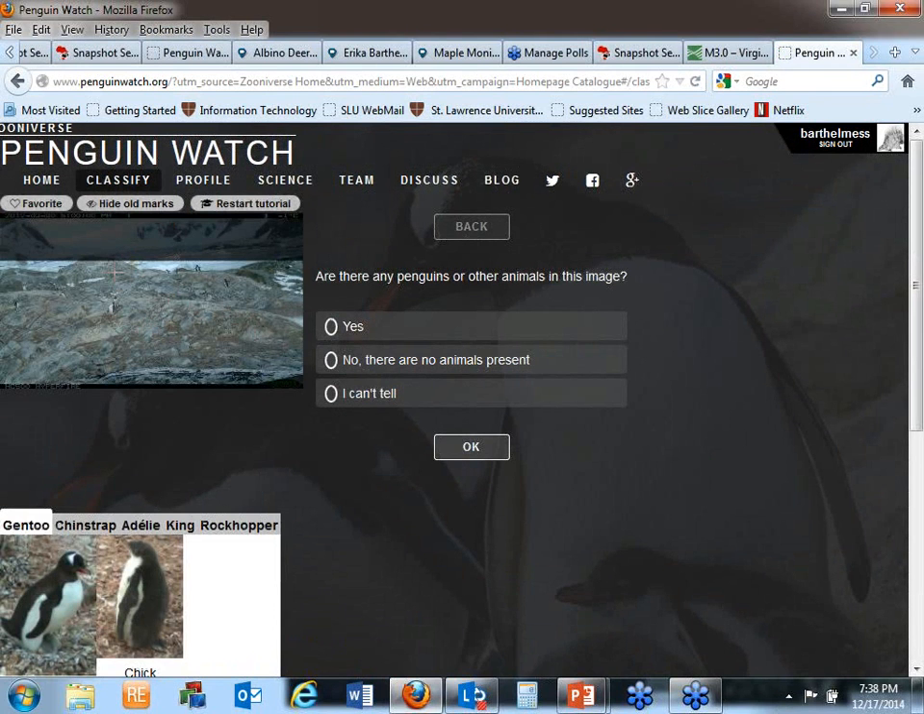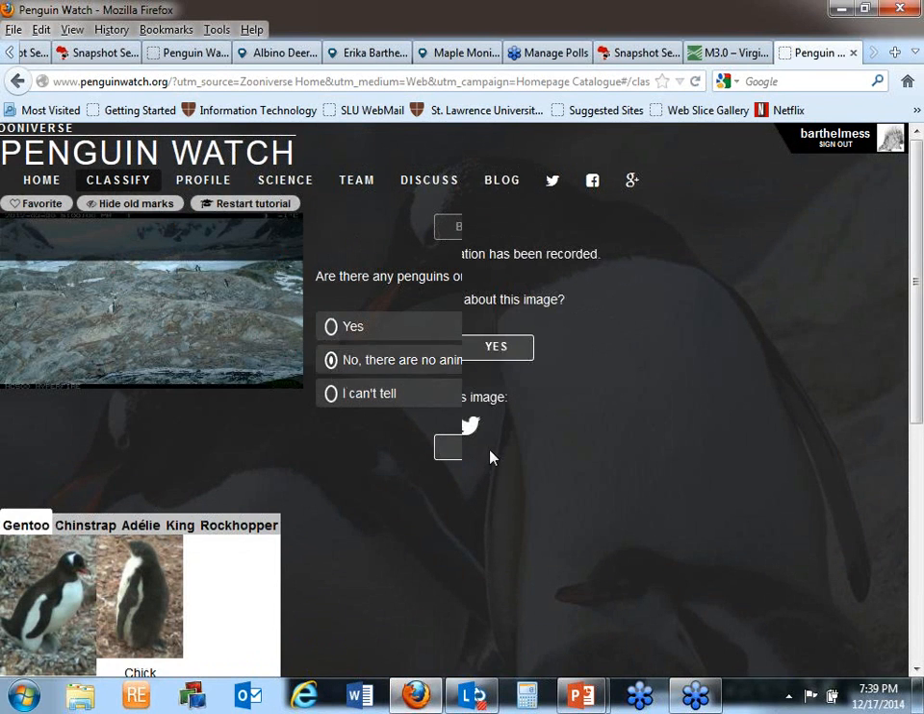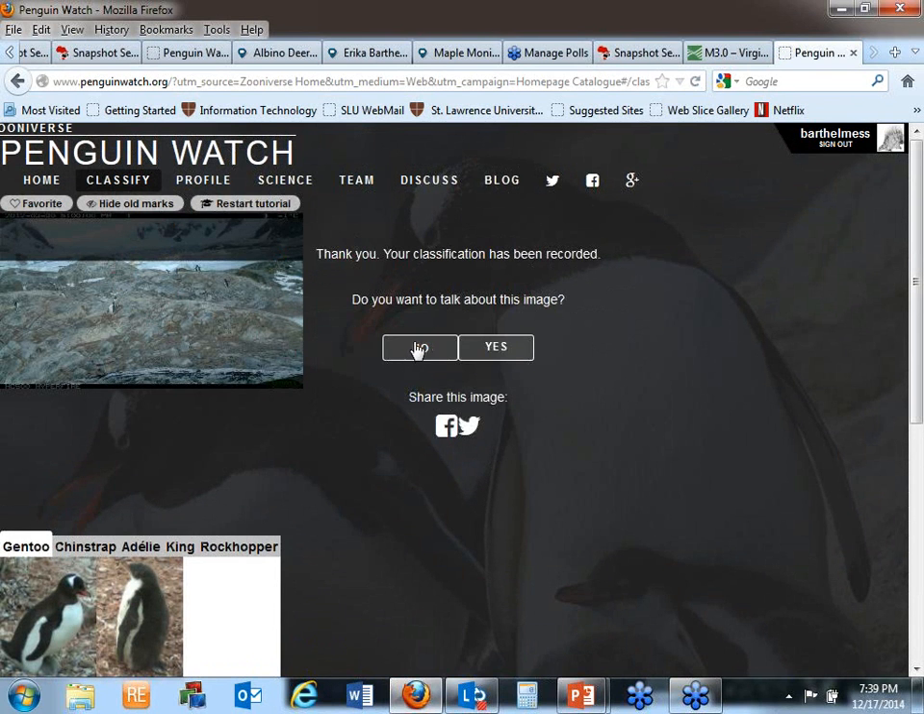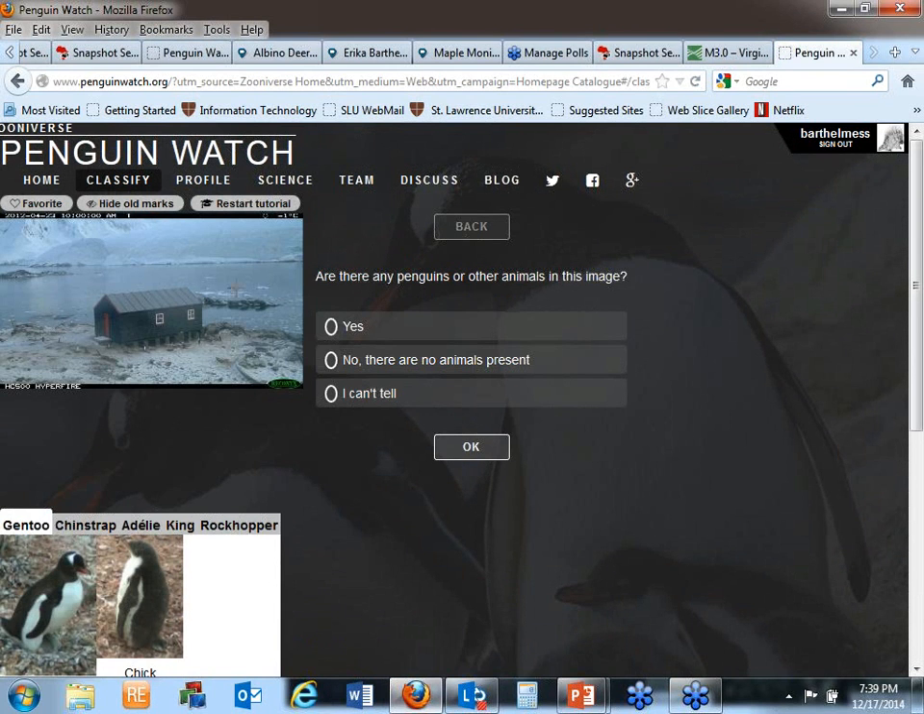But basically you see a picture, again, now we've got game cameras set up in Antarctica. And you look at the picture, and in this case I don't think I see any penguins. So I say, nope, I don't see any penguins, and I move on. And if I want to talk about the image, I can. I'm going to say no. Here's another situation. I don't see any penguins in that one. Nope.